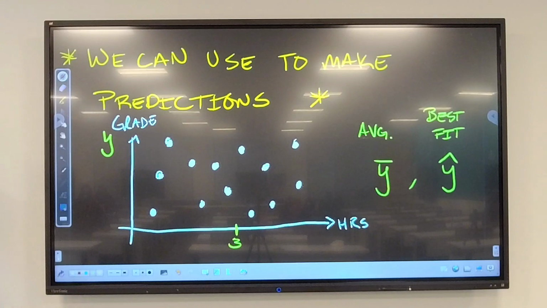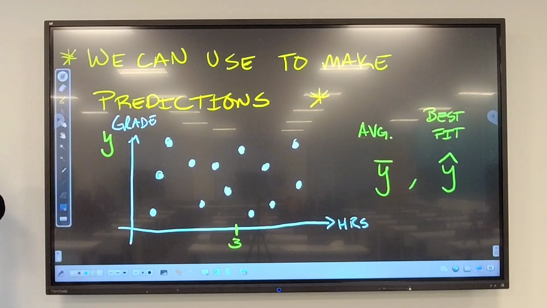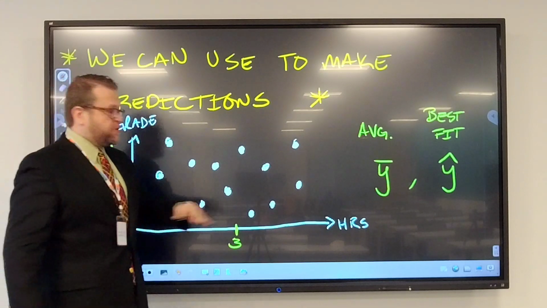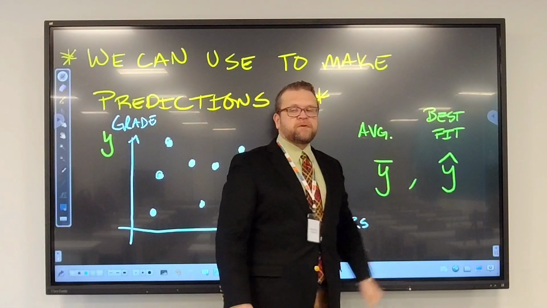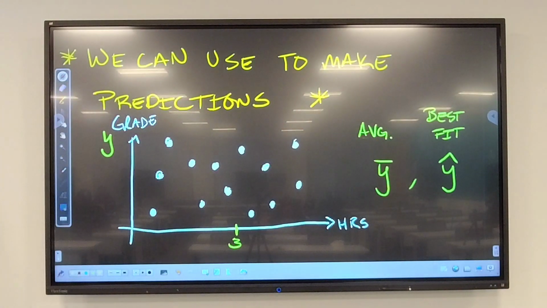The best fit line will be called y hat. And the average, since it's an average of the y values, is y bar. And we will have a hypothesis test to tell us which one to use. There will be a hypothesis test that tells us, okay, you have strong evidence to use the best fit line, or your evidence is awful for that best fit line, in which case we would use y bar.